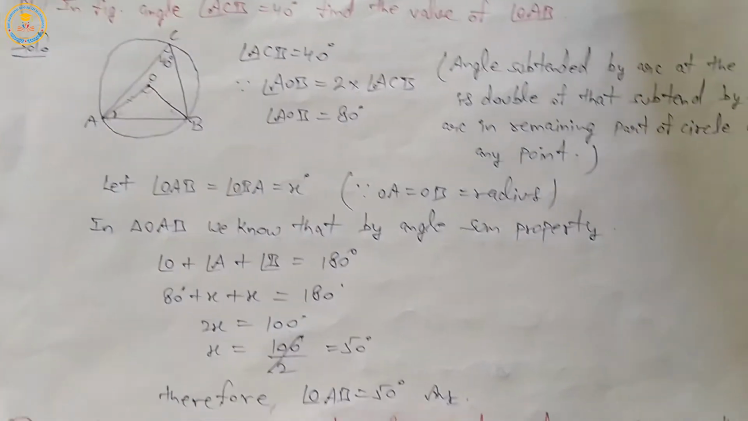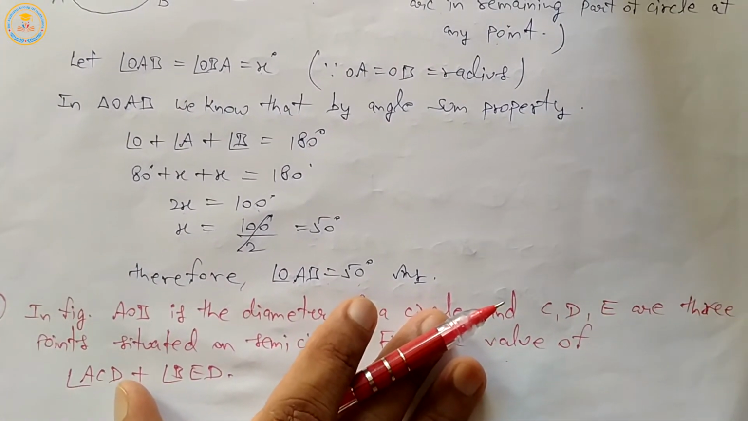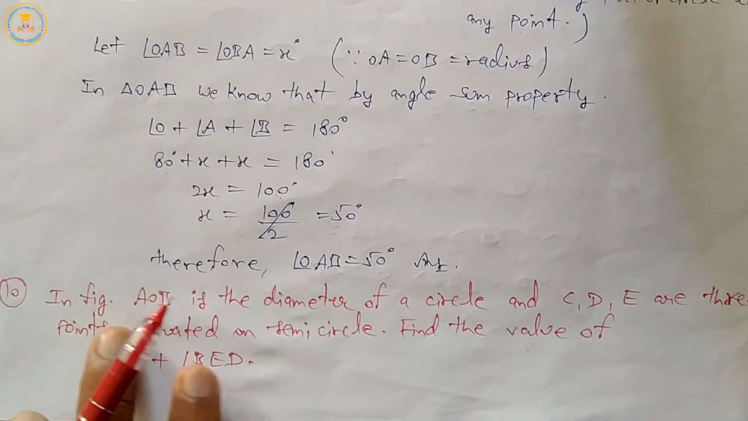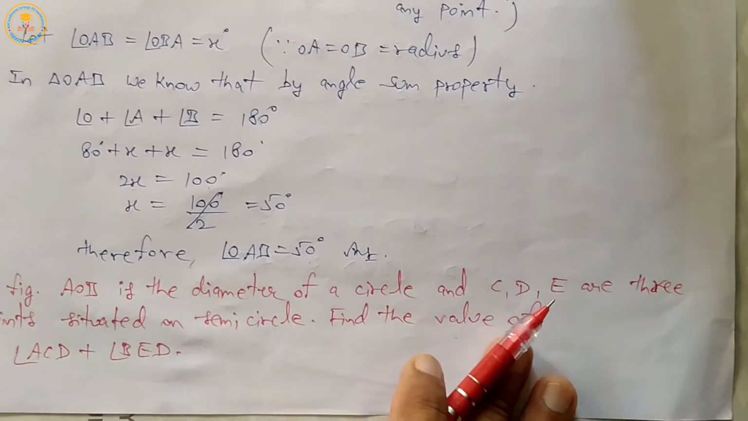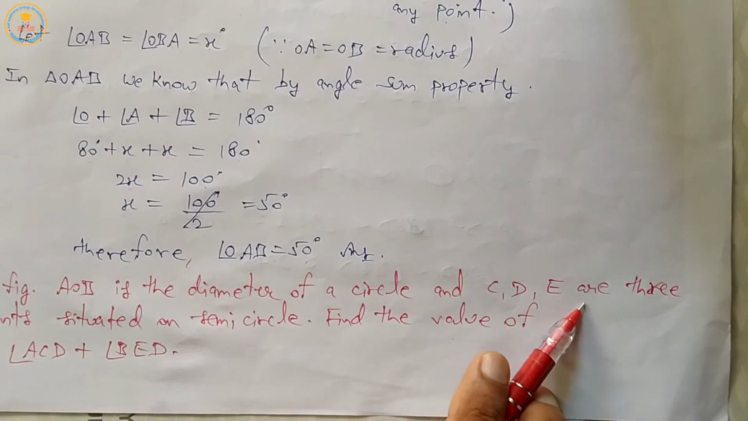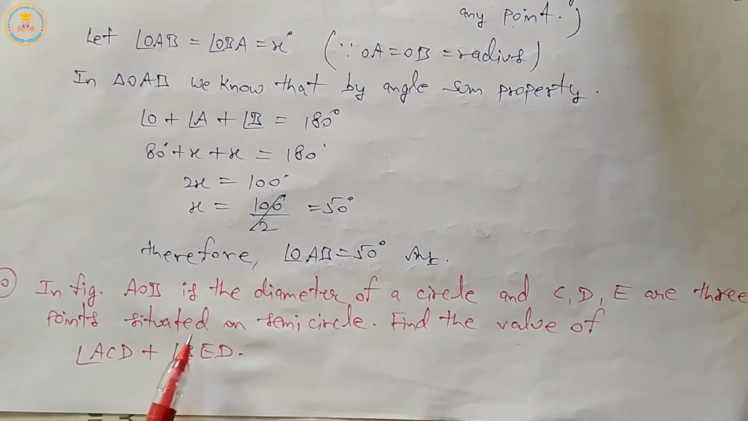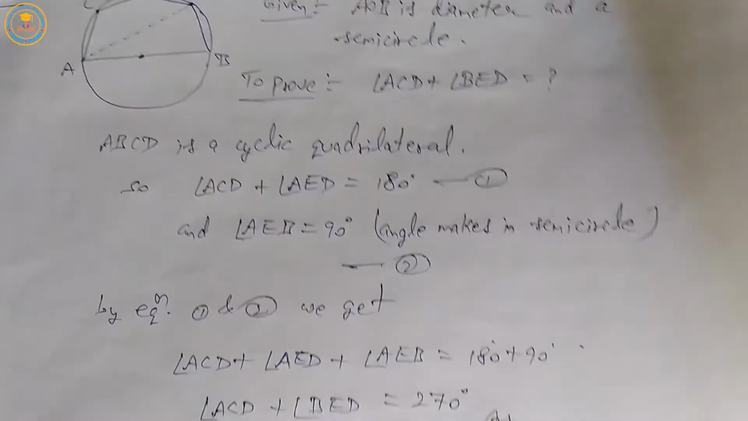Clear? Next question. Question number 10: in the figure AOB is the diameter of the circle and C, D and E are 3 points situated on the semicircle. Find the value of ACD plus BED.